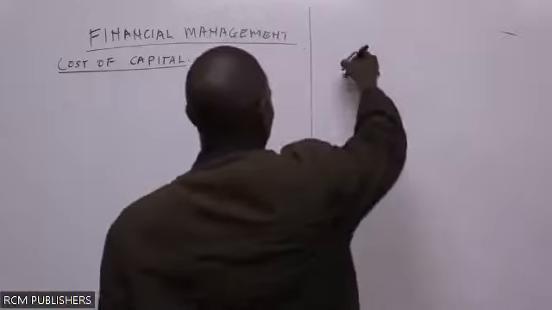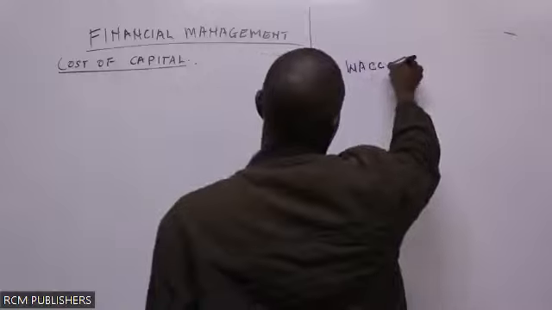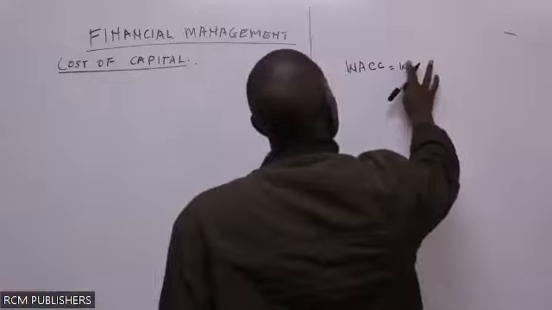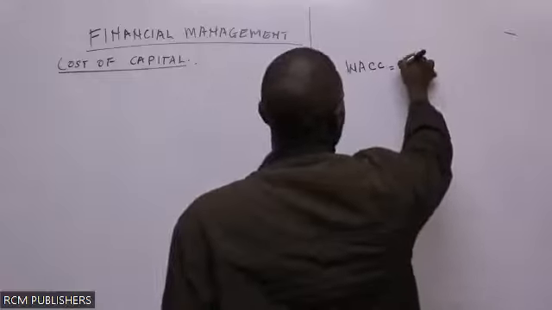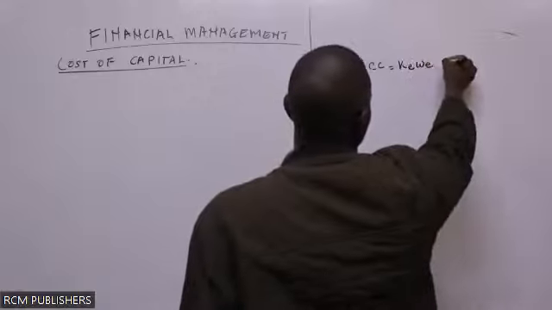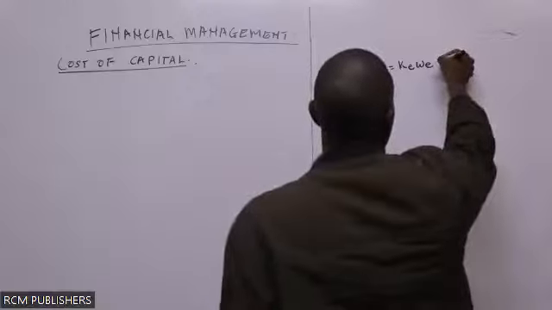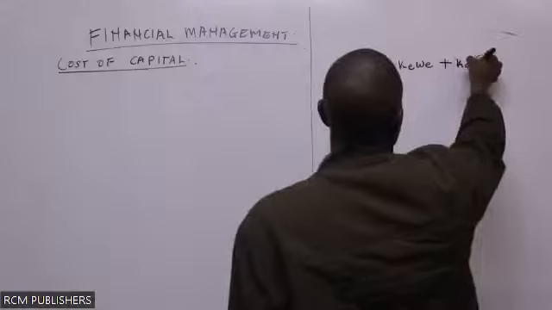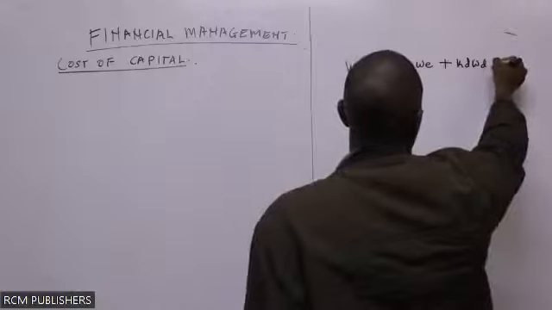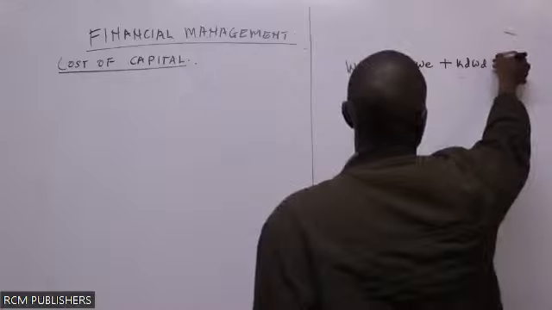Average cost of capital. I need cost of equity, KE, times the rate of... Do we have anything else? Yeah, you can add the cost of the preference shares.